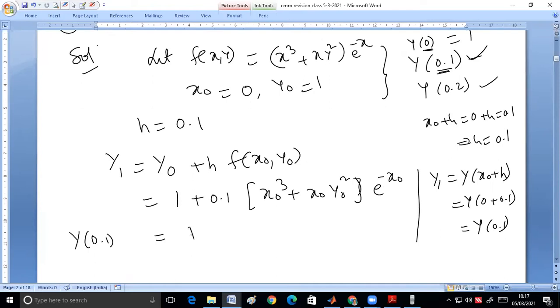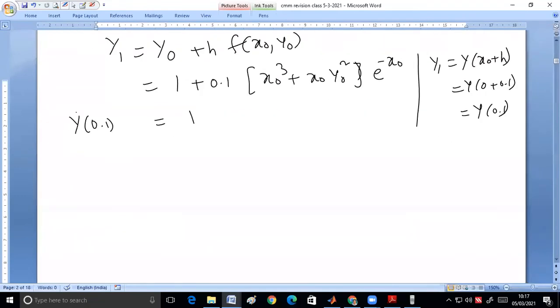Very simple. If you put x naught equals 0, this term is 0, this term is 0, e power 0 is 1. So the total is 0 plus 1 is 1. So the first value is very easy. Easily we can find y equals 0.1.